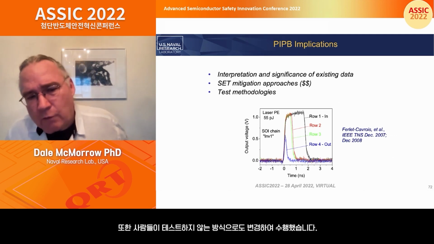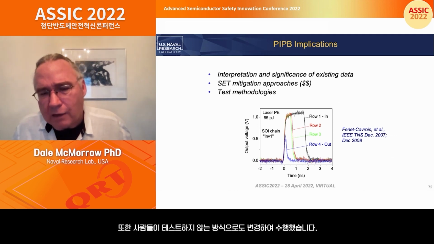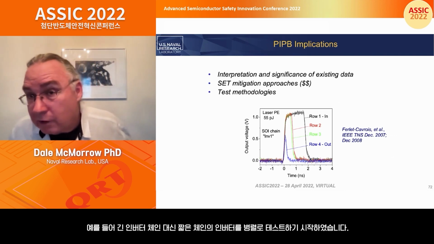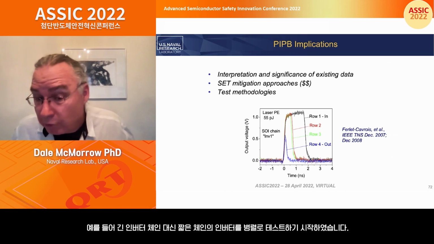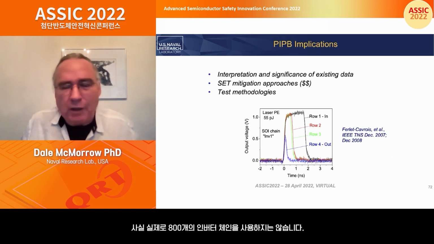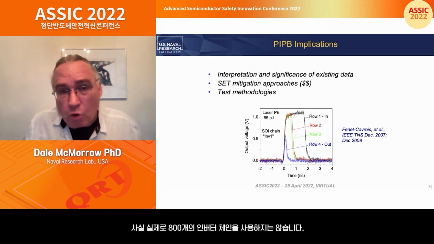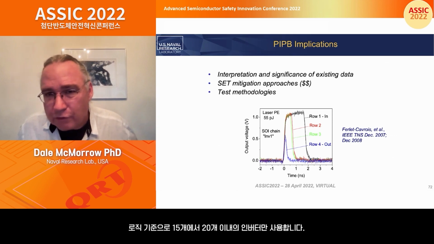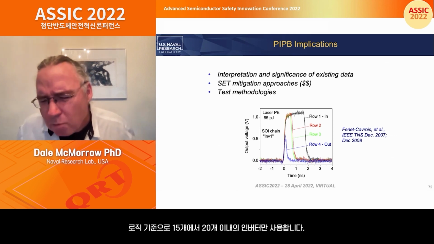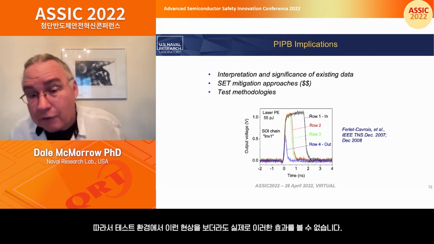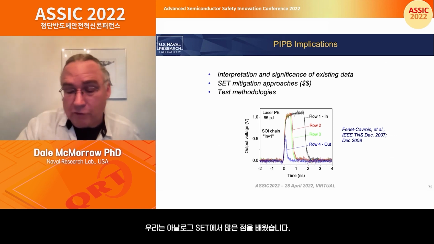What it also did was change the way people did test methodologies. Instead of having long chains of inverters, people started testing short chains of inverters in parallel, for example. Because it's a real effect, but you don't get chains of 800 inverters in real circuits. Typically your logic depth is no more than 15 or 20. And so you're not going to see these effects in a real circuit, even though they were showing up in test structures. So a lot of lessons learned from this.